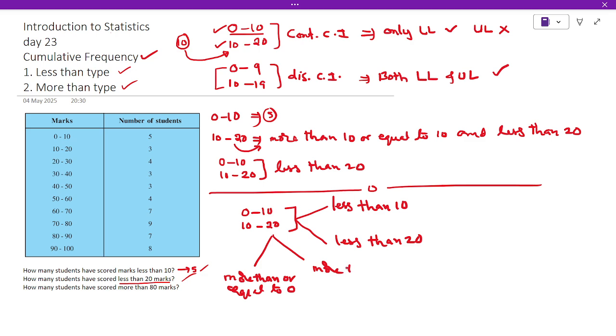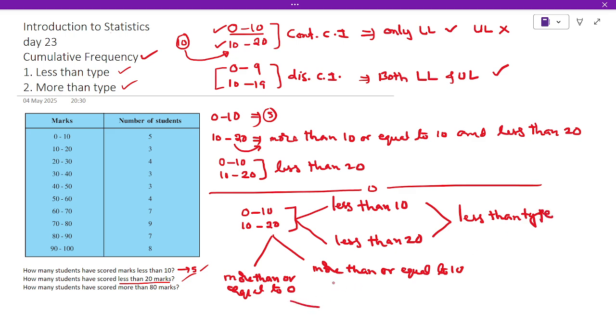More than or equal to 10. That is another way. The way we are speaking, here we are using less than, so therefore it is a less than type cumulative frequency.